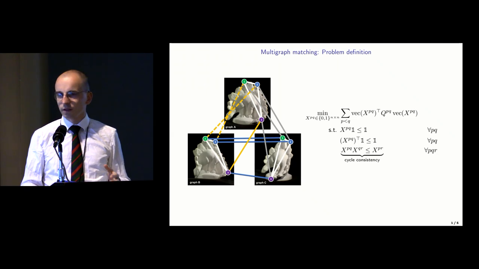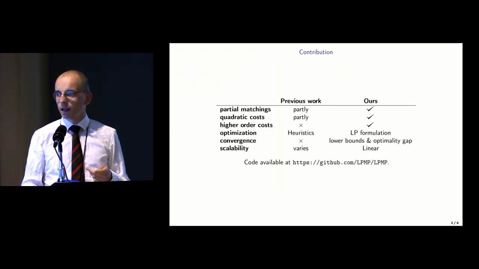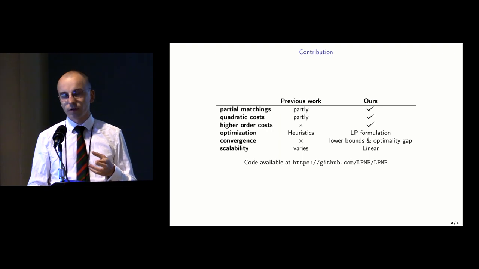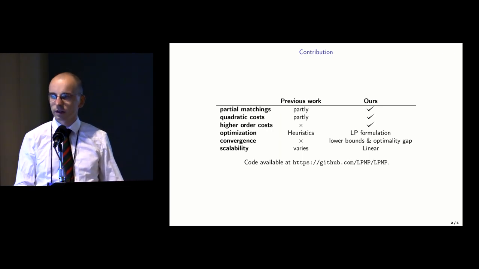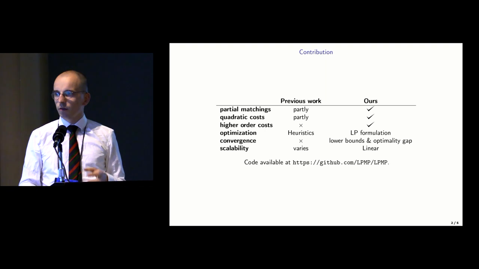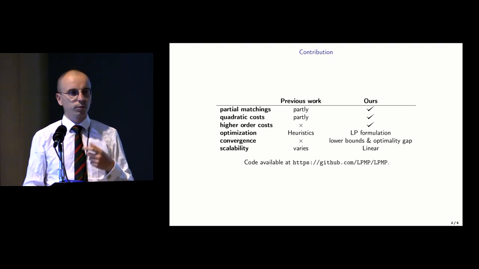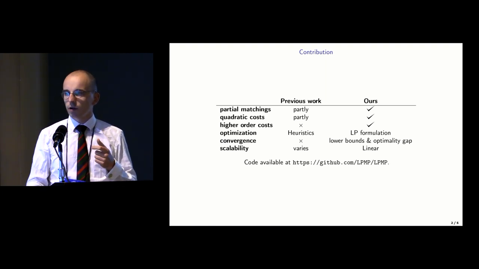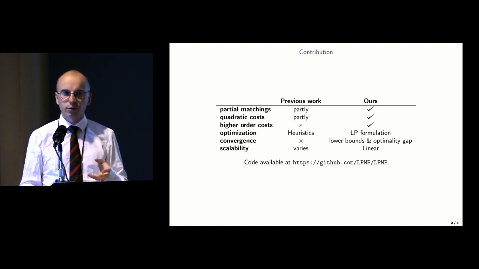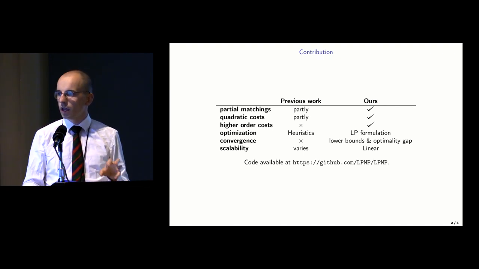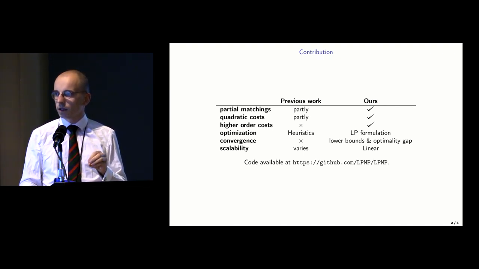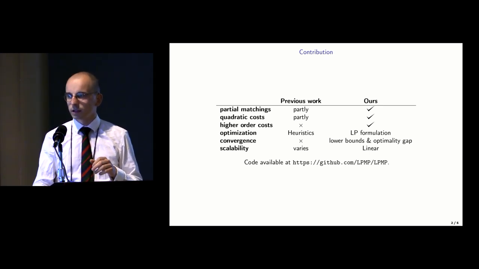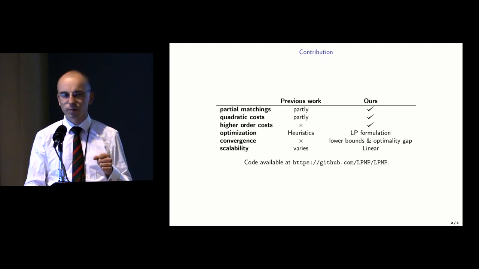So this is a very hard optimization problem, and previous work was not fully satisfactory. Not all natively allow for partial matchings, not all allow for quadratic costs. We support both. We even support higher order costs based on higher order information. Crucially, our optimization is not based on primal heuristics that may or may not lead to good solutions. We investigate a linear programming formulation which allows us to devise very efficient message passing algorithms that output lower bounds and optimality gaps.